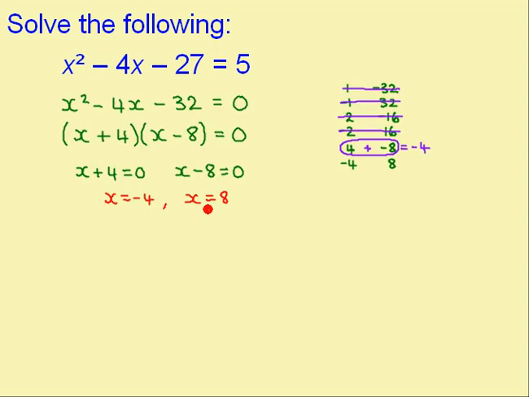Here are the answers. The first thing I needed to do was make this equal to 0. I did that by subtracting 5 from both sides to give me this new equation. I then factorised this in the usual way and solved my two little linear equations to get my two answers.